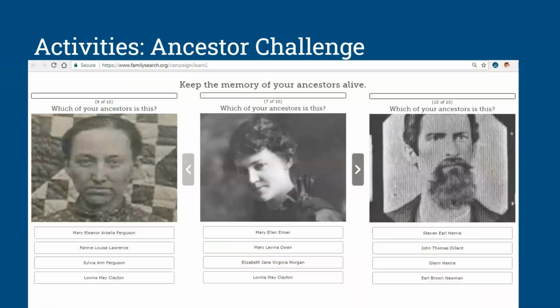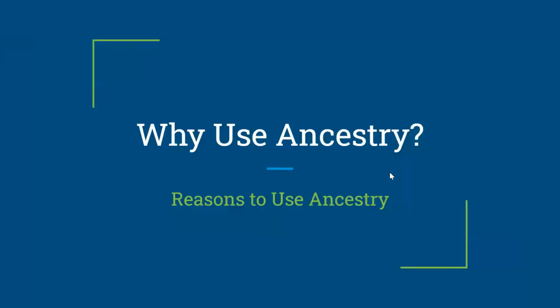This is that Ancestor Challenge. It pulls up a picture and gives you some multiple choice options. There are 10 questions and you try to pick which of these four is this picture of. It's kind of fun. I like that. Those are unique apps that are related to FamilySearch because of their open source access. So now let's talk about Ancestry.